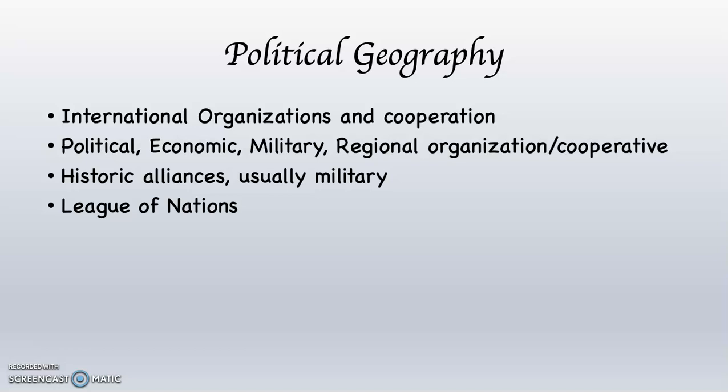Unfortunately, one of the things that happened was the United States never joined the League of Nations. As a result of that, the League of Nations wasn't successful, and we got World War II. But out of World War II comes a much more successful organization, the United Nations, or the UN. The UN is a political, economic, and to a small extent, a military cooperative or organization, if that's what you'd like to call it. It's the largest international organization that has really ever existed.